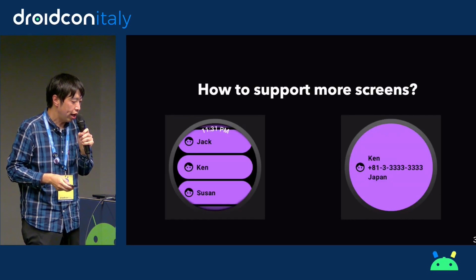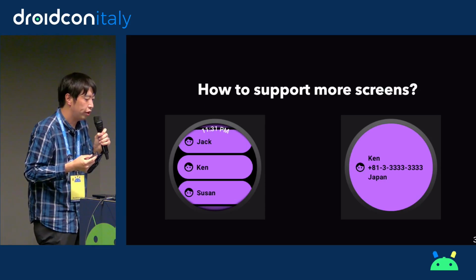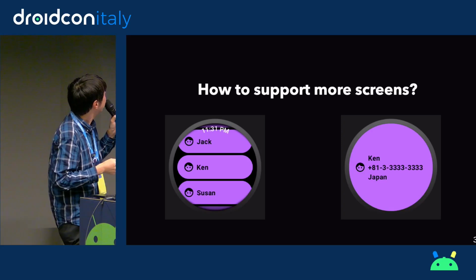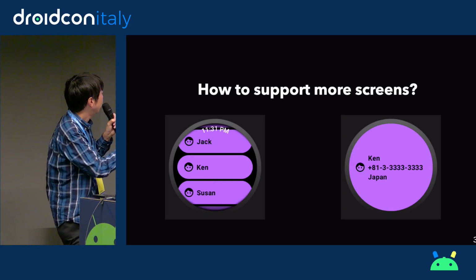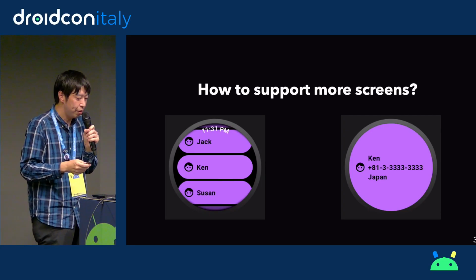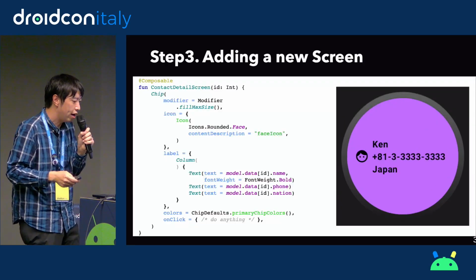Okay, by the way, this app contains only one screen. It's not practical. So let's add one detail screen onto this app. Okay, I'll explain how to implement this new screen. It's very simple, like this.